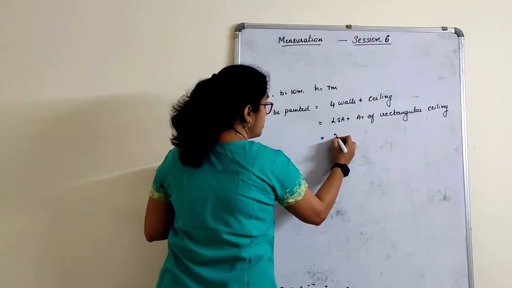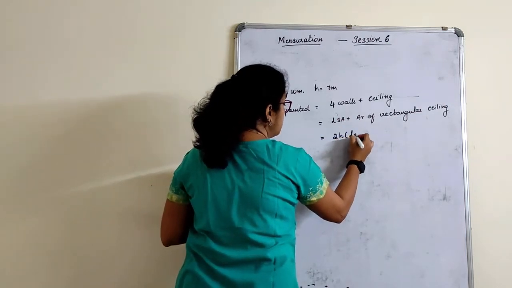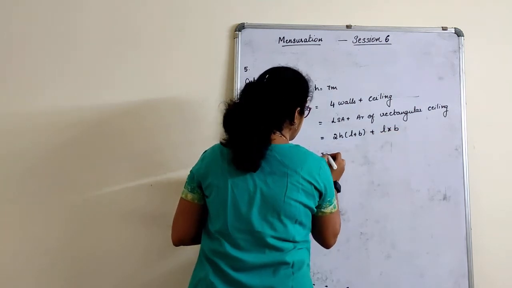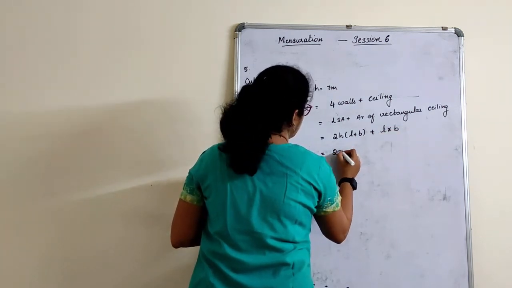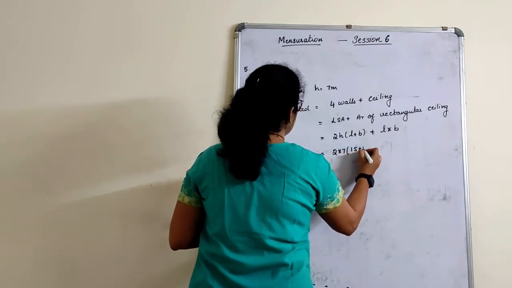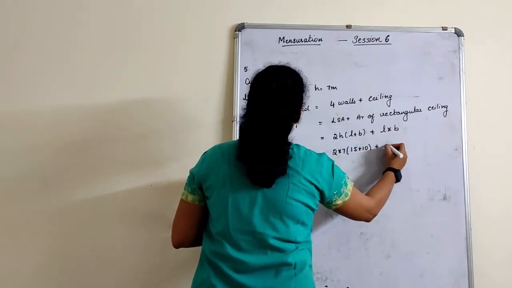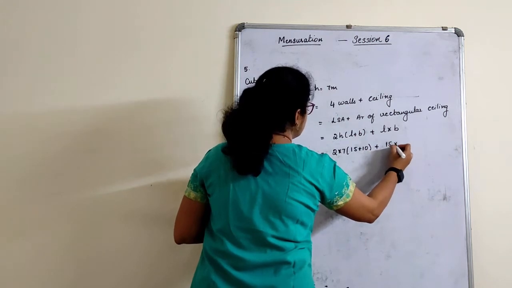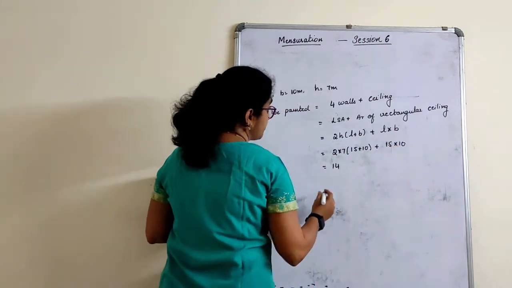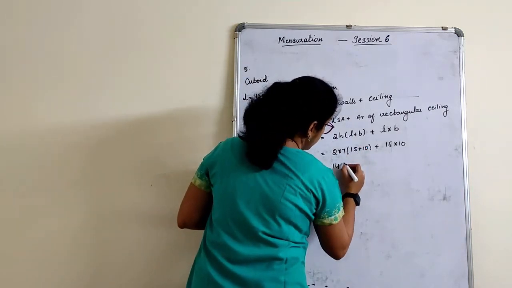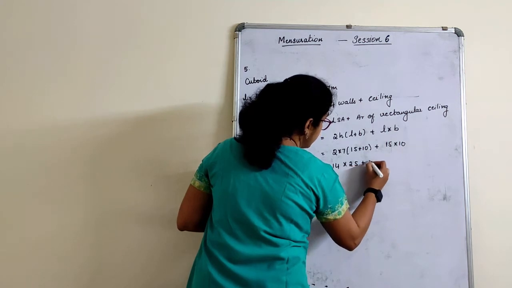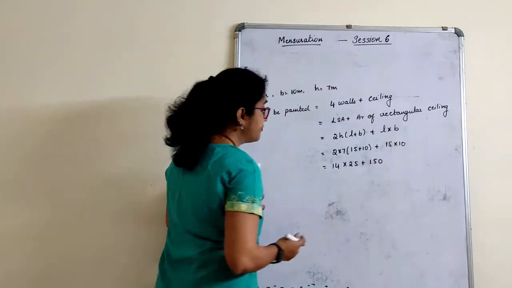LSA is 2H of (L plus B) plus L into B. So 2H, 2 into 7, which is 14, times length 15 plus 10, plus 15 into 10. You will get 15 plus 10 as 25, plus 150.